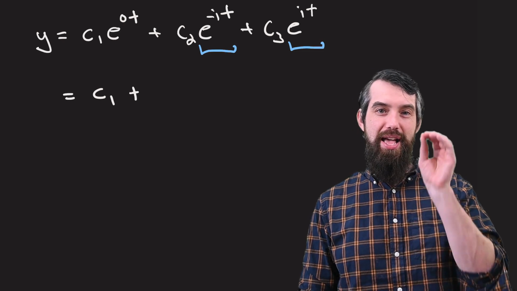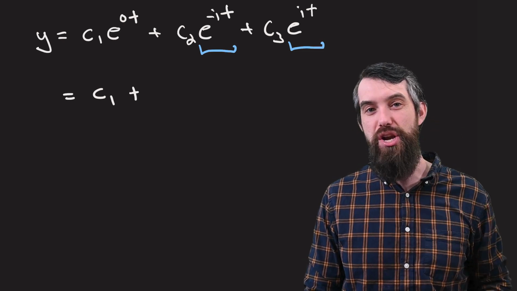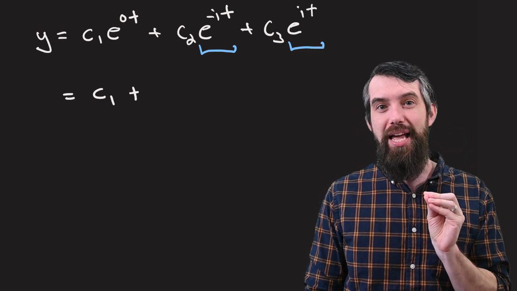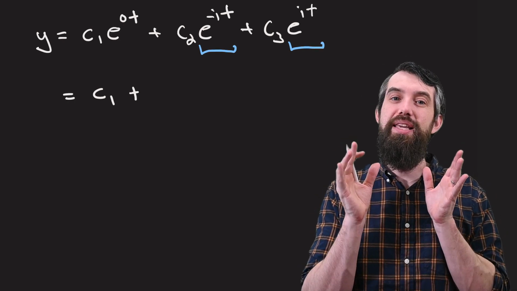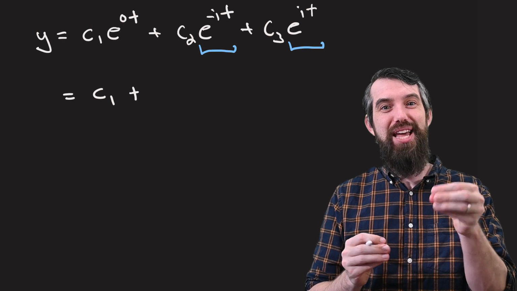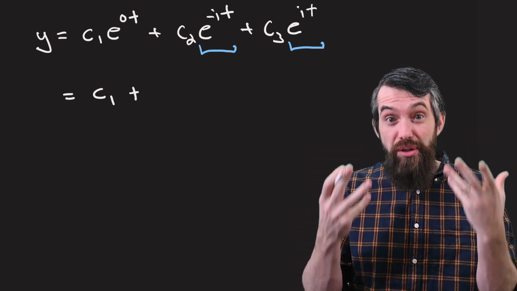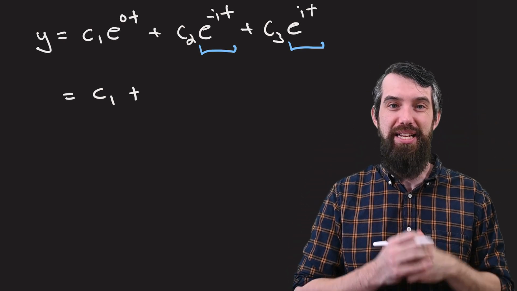The second manipulation I want to do is, I notice that I have 2 different exponentials with imaginary numbers in them, e to the minus it and e to the plus it. Now, my goal is to take these exponentials with imaginary components, and I would like to have 2 real linearly independent solutions I can use instead.